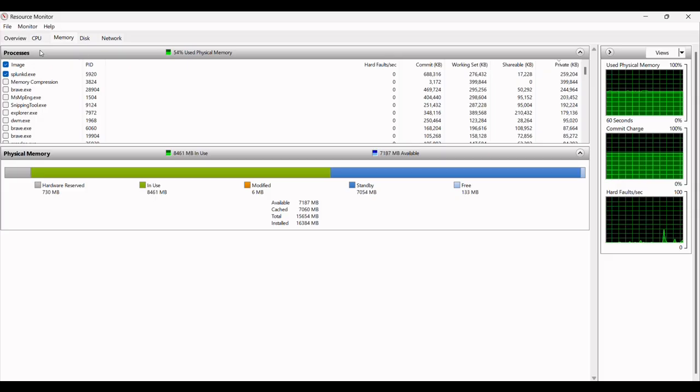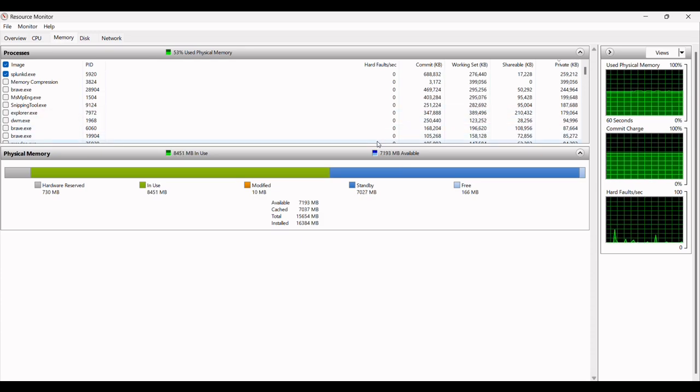In the processes section, we can observe applications currently consuming memory resources. The working set column represents the amount of physical RAM currently allocated to the process. The commit column represents total committed virtual memory allocated to the process. Applications with excessively high memory consumption may reduce overall system responsiveness.